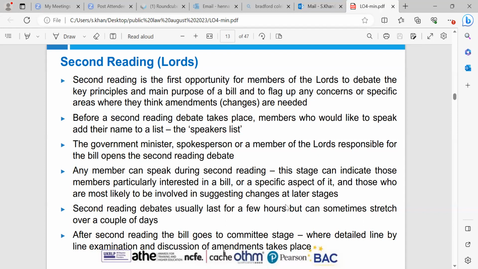Any member can speak during the second reading debate. This stage can indicate those members particularly interested in a bill or a specific aspect of it, and those most likely to be involved in suggesting any changes later on. Second reading debates usually last for a few hours, but can sometimes stretch to a couple of days. After the second reading, the bill goes to the committee stage.